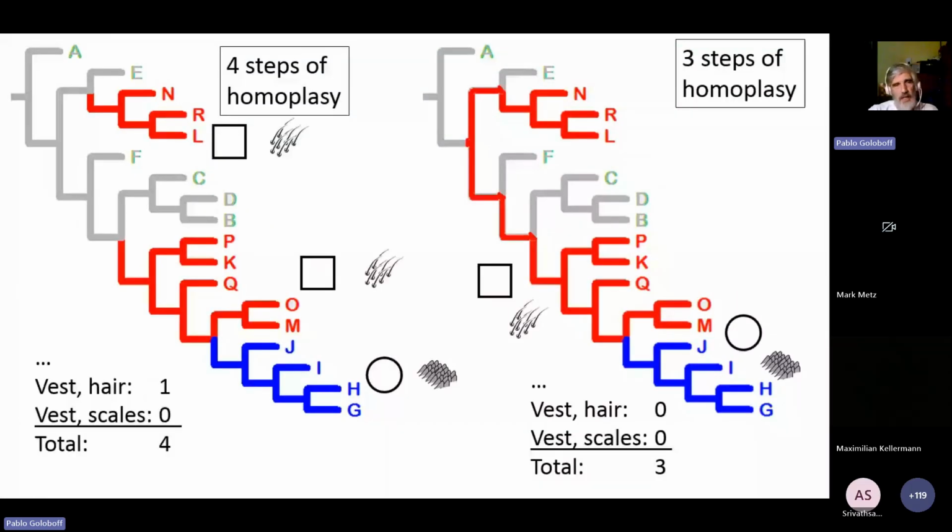If you add even more characters, say the vestiture, whether they have hairs or scales, right? So this reconstruction would have four steps of homoplasy. While this reconstruction, assigning a tail that is red, squared, and hairy to the common ancestor of the red things, implies only three cases of homoplasy. None in here, those are in the tail, which I listed before.